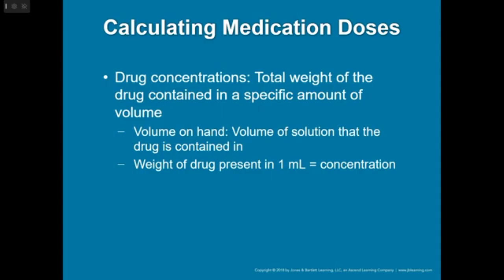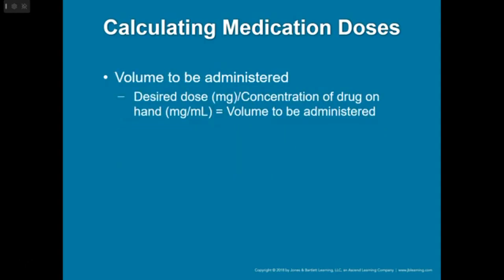The volume on hand is the volume of solution that the drug is contained in. So like I said, 5 milligrams and 2 milliliters, that 2 milliliters would be the volume on hand. Weight of drug present in 1 milliliter equals our concentration. So if we have 5 milligrams and 2 milliliters, we would have to divide that down to get our actual concentration. 5 milligrams divided by 2 gives us 2.5 milligrams in 1 milliliter. Our concentration would be 2.5 milligrams in 1 milliliter. Hopefully you're able to follow that.